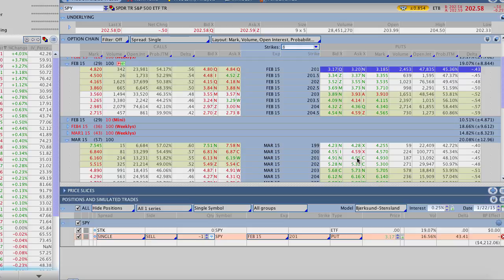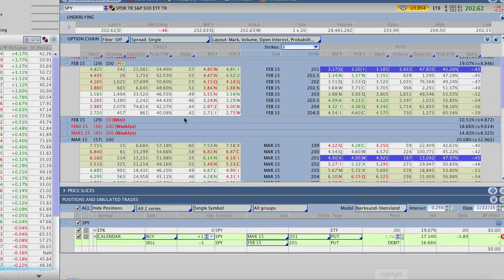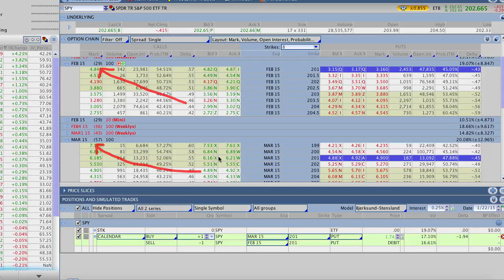And then we're going to go over to the back month option, which is March, and we're going to buy that option. So notice the front month options have about 30 days to go. These are the Februaries. The back month options, which are March, have about 57 days to go. So we're selling the 201s in February, buying the exact same strike price at 201 in March.